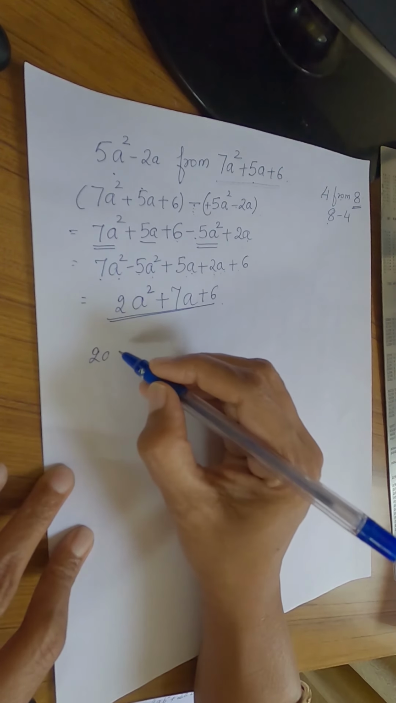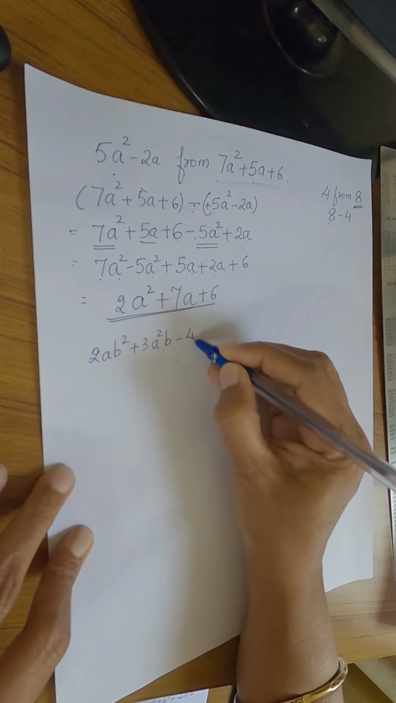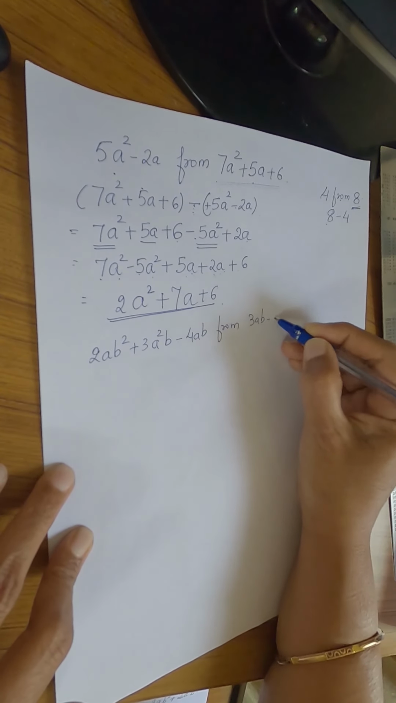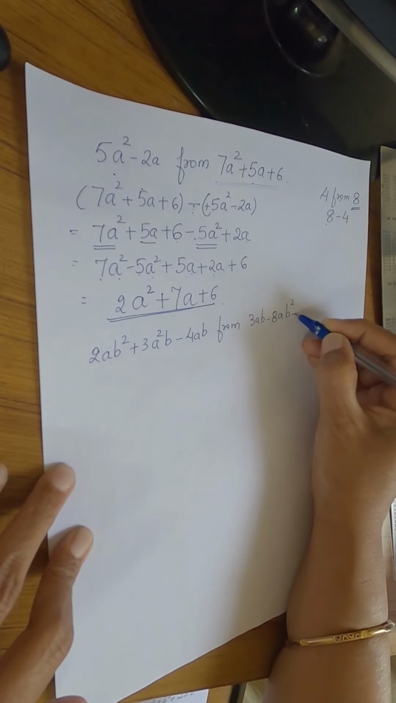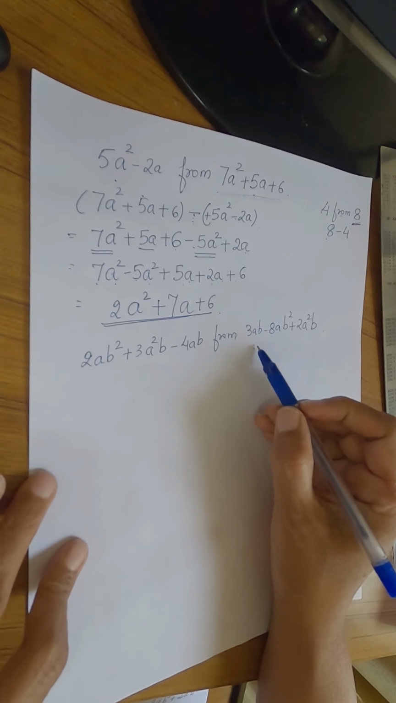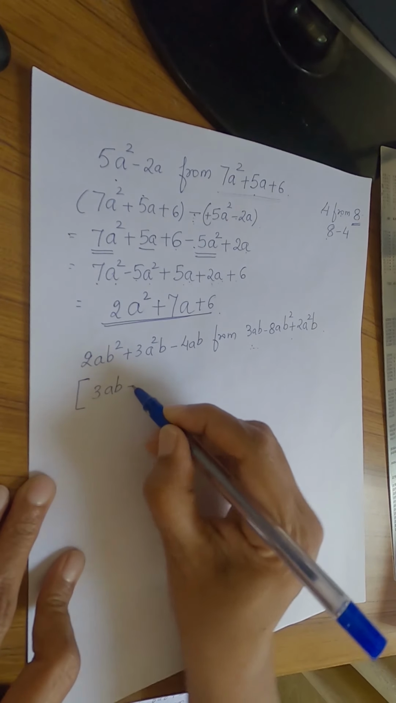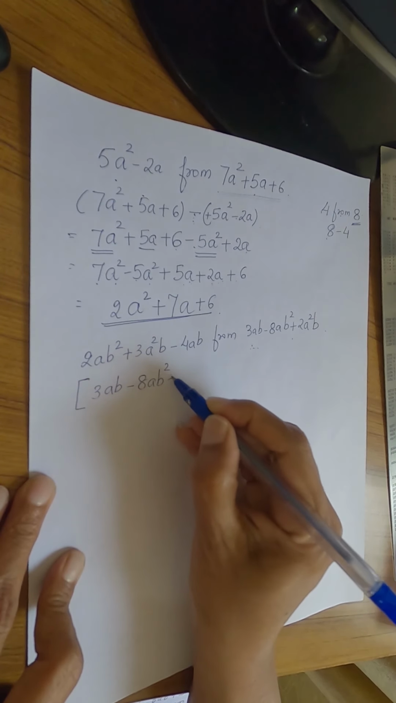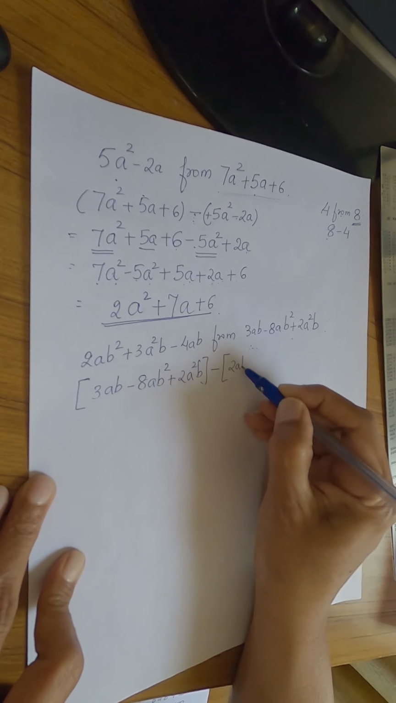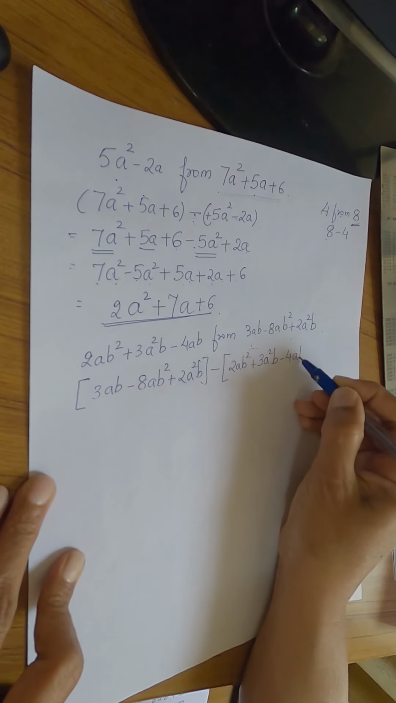So this is how we get the subtraction. Okay. Let's do one more example. 2ab square plus 3a square b minus 4ab from 3ab minus 8ab square plus 2a square b. So as I've told you, the polynomial which is written after "from" should be written in the first bracket. So 3ab minus 8ab square plus 2a square b minus 2ab square plus 3a square b minus 4ab.